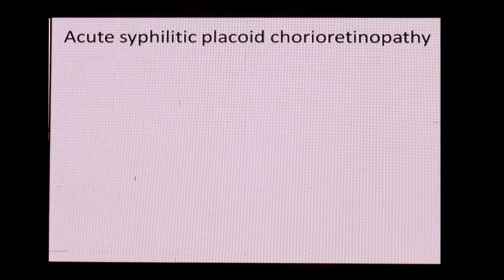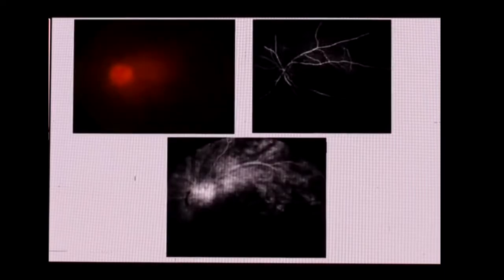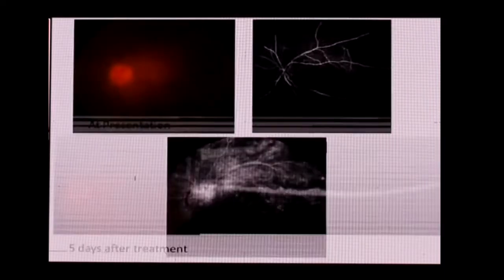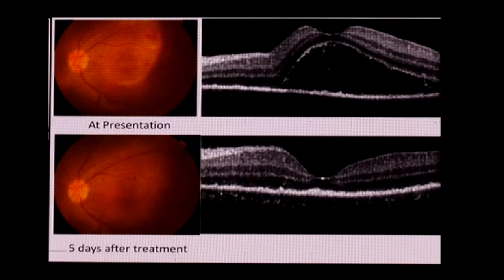Because all these we had really not seen much in detail initially. Again, another important distinct entity is the syphilitic placoid chorioretinopathy, again showing diffuse leakage. And if you see the OCT, again you have these kind of nodular lesions on the retinal pigment epithelium. There's so much hyperreflectivity, and then you have this kind of hyperreflectivity of the choroid as well. And there are breaks in the epiretinal membrane.